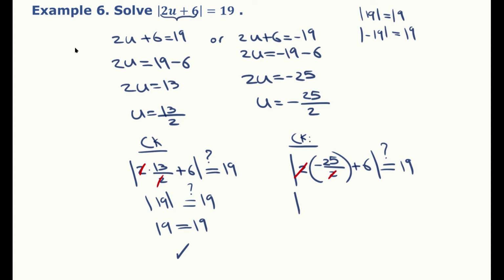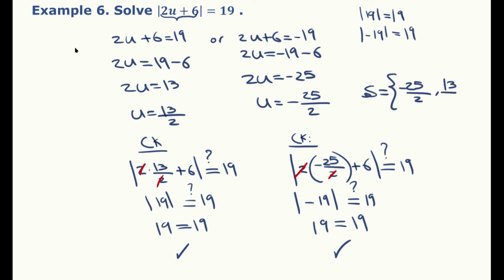So basically we want to know if the absolute value of negative 25 plus 6, which is negative 19, is equal to 19. Of course we know that the absolute value of negative 19 is indeed 19, so we end up with 19 equals 19. We can drop the question mark, it checks out, so we have two solutions and we can confidently list them because we have checked both of them. So one of them is negative 25 over 2, the other one is 13 over 2. Alright, and that's how you do that one.